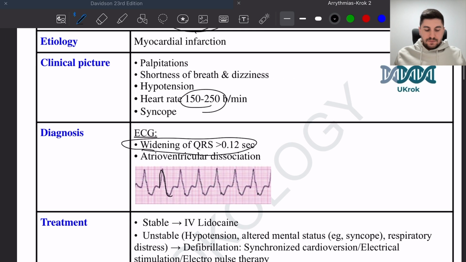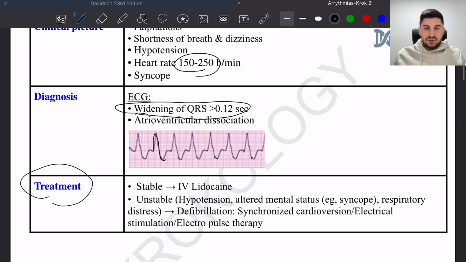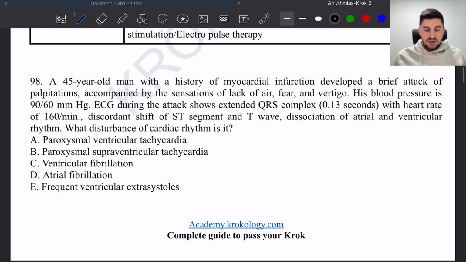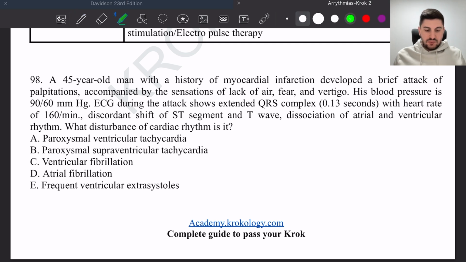And the treatment is also here depending on whether the patient is stable or unstable. Let's see first the questions about the diagnosis and then go for the treatment questions. So basically here, it starts with a person who has a myocardial infarction and then has palpitations. Palpitations is a very common symptom in many arrhythmias.